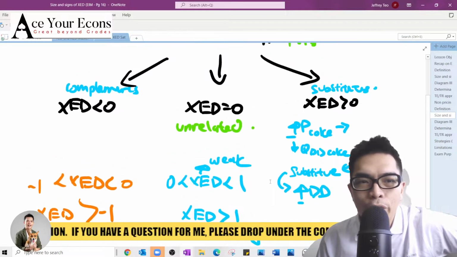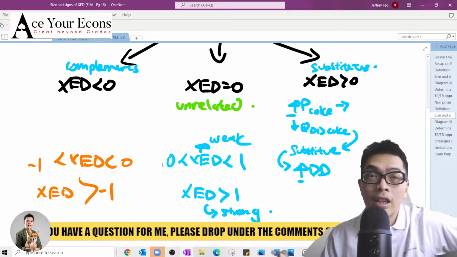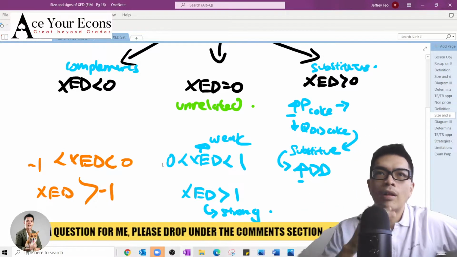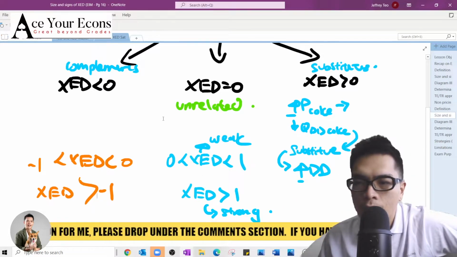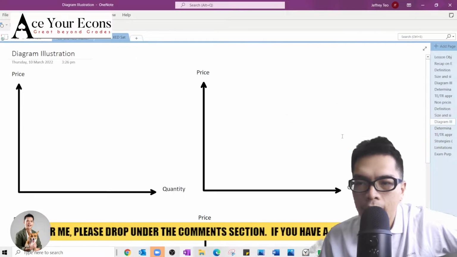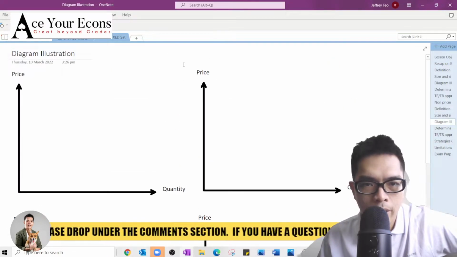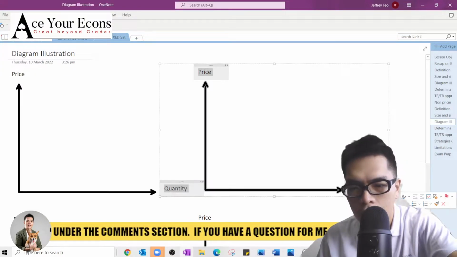Alright, I'm going to move on. The signs are not important. All these are not important. The concept behind that is more important. So how is your demand curve going to shift, left or right? From a diagram perspective, there's a lot. I'm not going to draw that much. Probably I'll just simplify into one diagram.